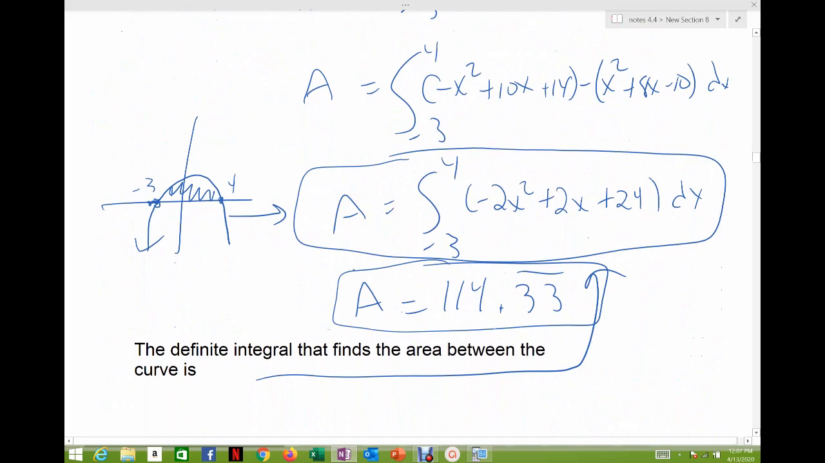Those are the two things that I want to see when I ask you these types of questions. I want to see your definite integral where you've set it up and subtracted correctly, and then I want your final area, and it should always be positive. If it comes out negative, it means you've done your integration wrong. You subtracted incorrectly. So again, this number should always come out positive.